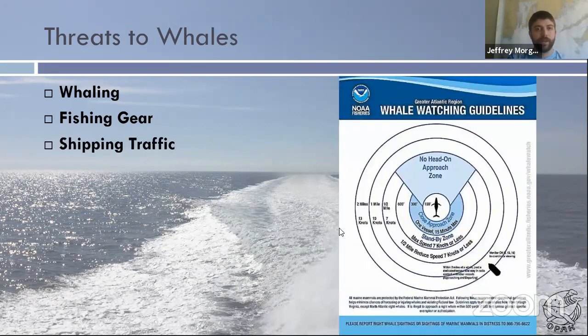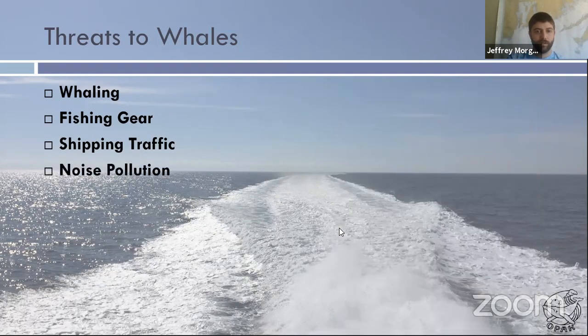Shipping traffic is a big threat for whales. So if you are a recreational boater, we want to make sure that we're adhering to whale watching guidelines, because recreational traffic is one way that whales get harassed. We don't want to be getting too close to whales, not just because of the possibility of a ship strike, but noise pollution is a large issue for whales.